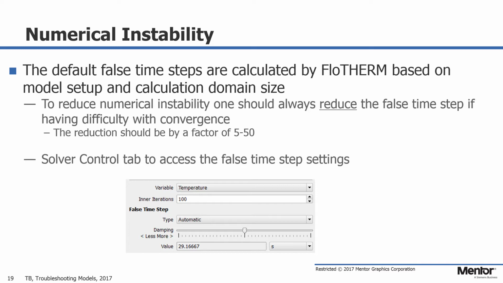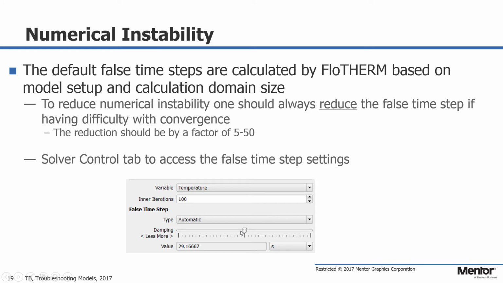When you are having convergence difficulty and you suspect it is the solver settings, try reducing the false time steps. Reduce the false time steps by a factor of 5 to 50. And in some rare cases it may be beneficial to reduce it by 100 times. These false time step settings can be found under the solver control.